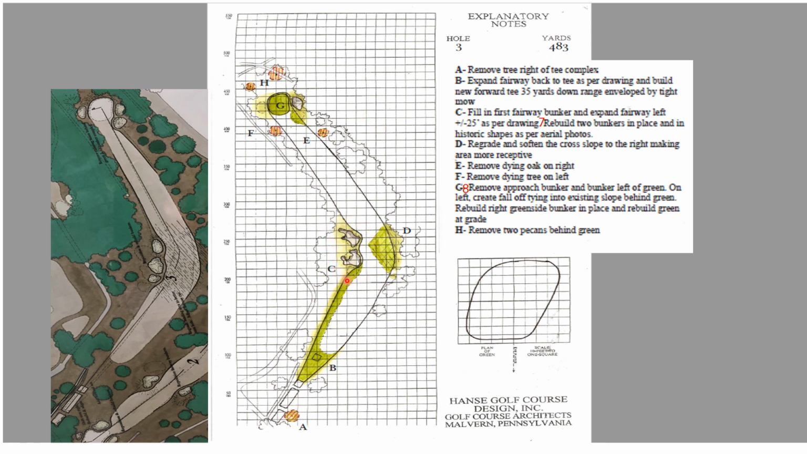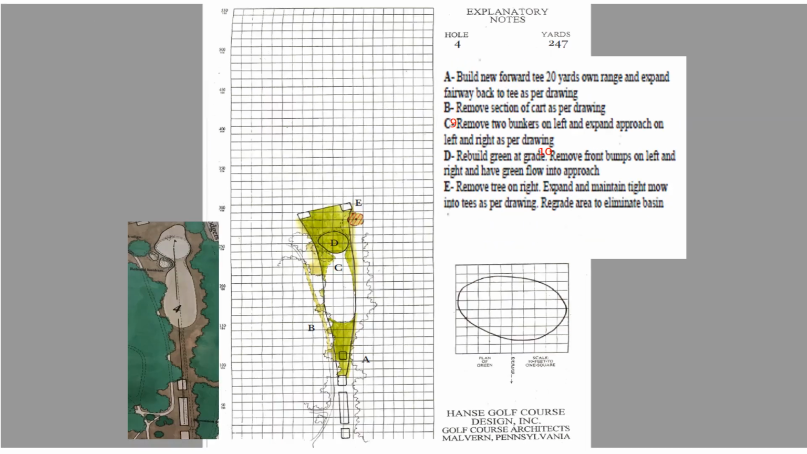So again, bunkers more historical, fairways back, pitching this right side a little bit more to support the ball a little bit better, and putting the green and complex back as much as possible, more like the Maxwell green.